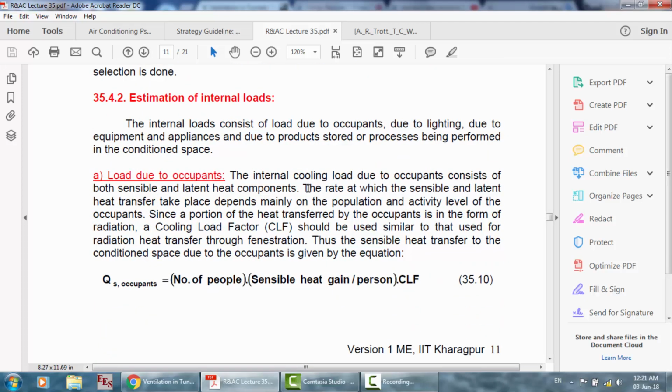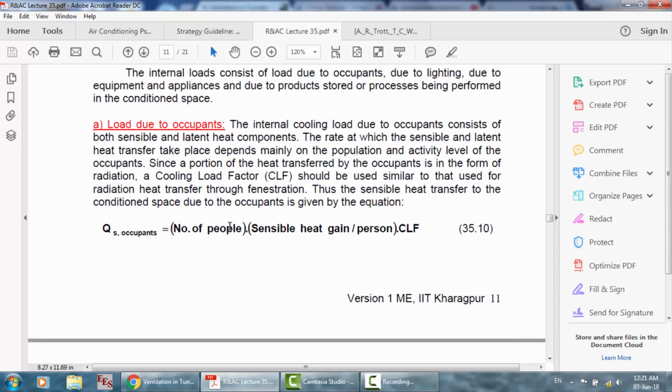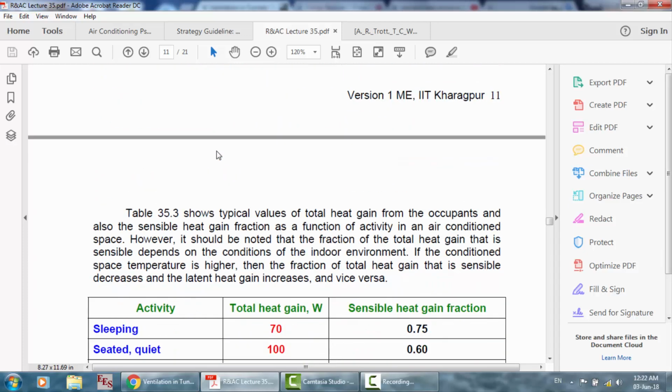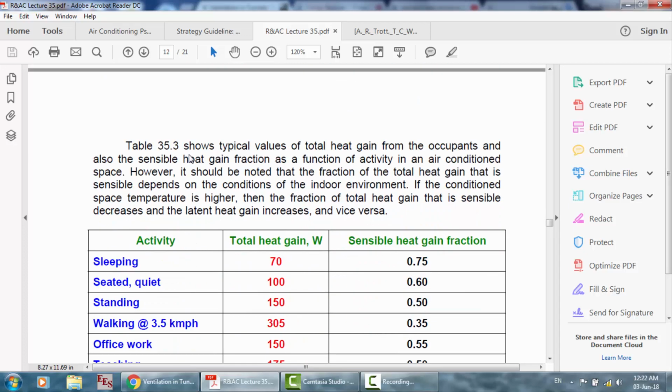And we have here the estimation of internal loads. Due to the occupants, it is the number of people multiplied by the sensible heat gain per person multiplied by the CLF. It is similar to the one used for the radiation heat transfer through the fenestration. Thus, the sensible heat transfer to the conditioned space due to the occupants is given by this equation. Also, we have here a CLF factor. Also, table 35.3 shows typical values of total heat gain from the occupants and also the sensible heat gain fraction.